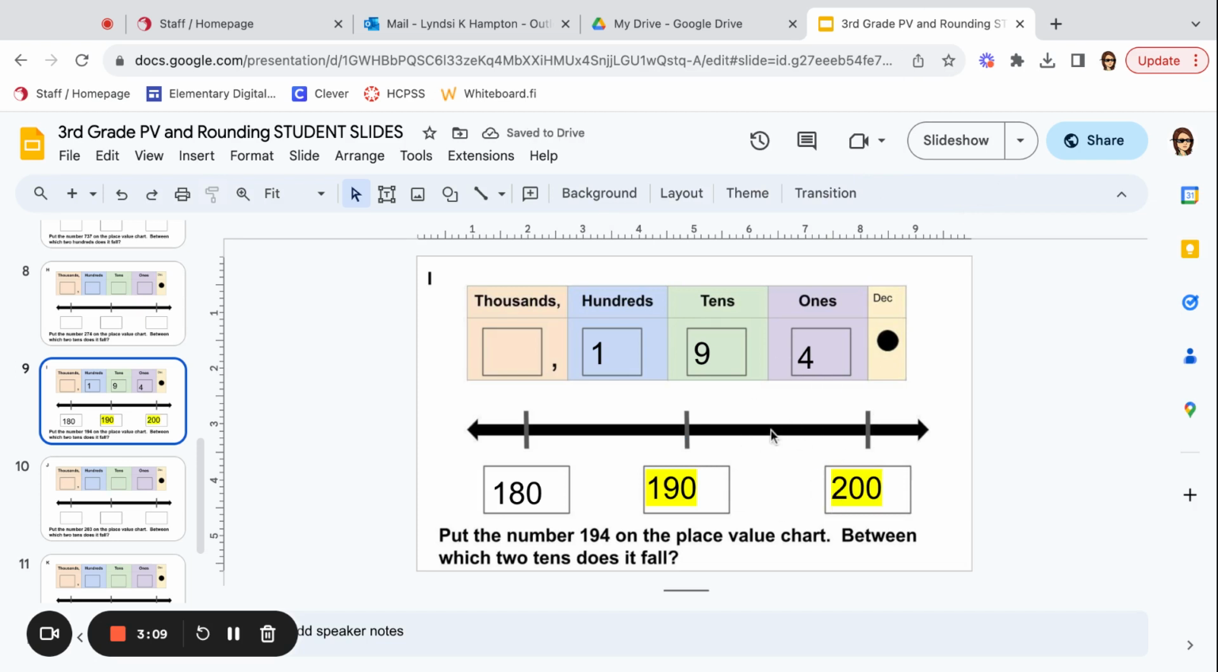When you start to round, what you'll do is the same thing, but then you're going to see if it's closer to 190 or if it's closer to 200. So this is the beginning of your rounding and estimation, and this is going to help you when you get to those third grade standards.